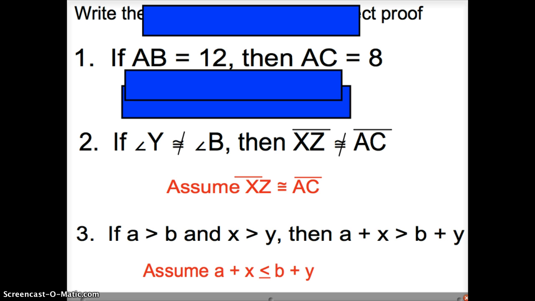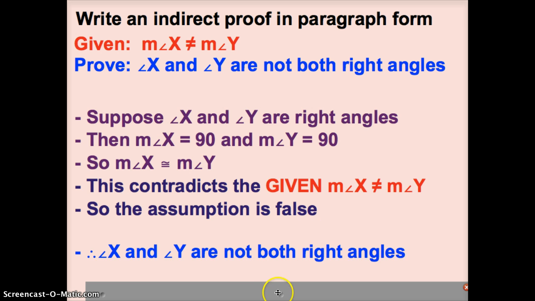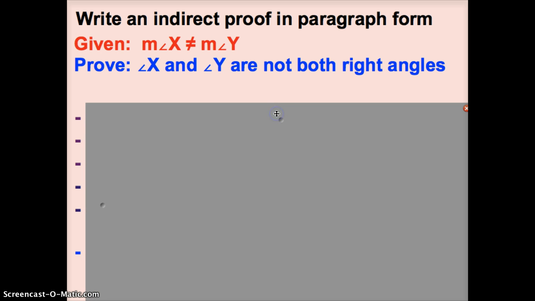Hit pause right now and do numbers 1 through 5. We're going to do an indirect proof completely here. The paragraph form is sort of optional in this case, but it's not going to be a two-column proof. The paragraph proof can be bulleted, but keep in mind it's not a key step proof, so we're going to have to show all those reasons no matter what and try to get to the conclusion with every step.